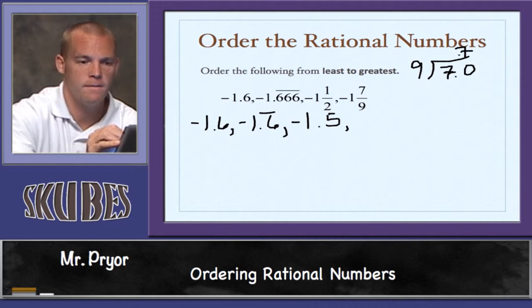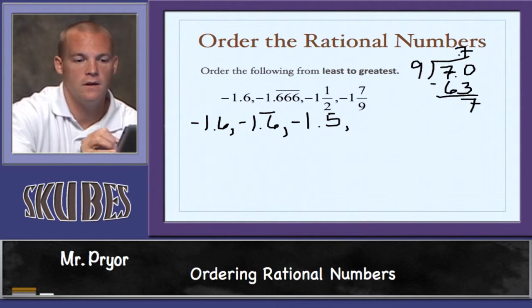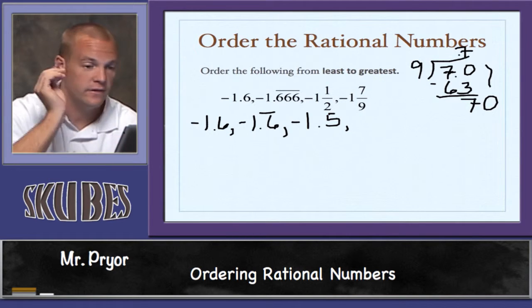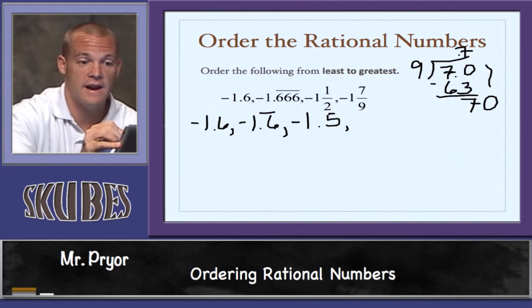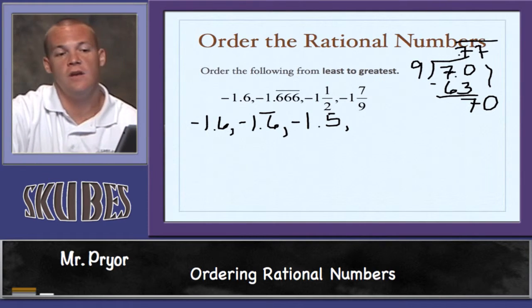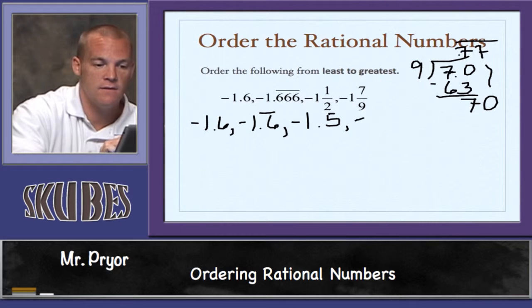Move your decimal straight up. And that's going to give you 63. Subtracting, you're going to get another 7. If you need to bring down a 0, you can. If you don't notice yet that that's actually going to be a repeating decimal, bring down a 0 and you'll see that it actually becomes a repeating decimal. So you get 0.7 repeating. So let's go ahead and write that out. That's going to be negative 1.7 repeating.